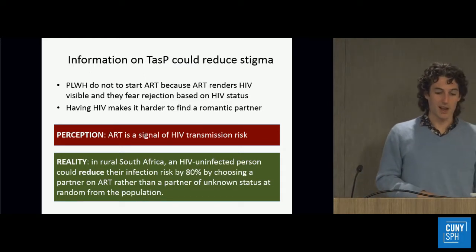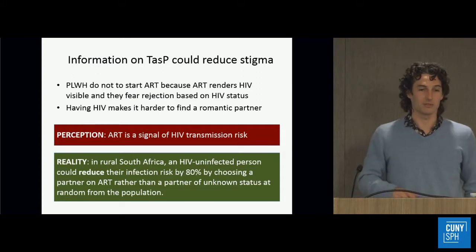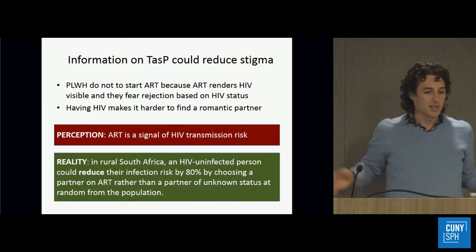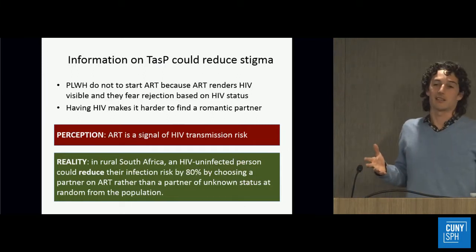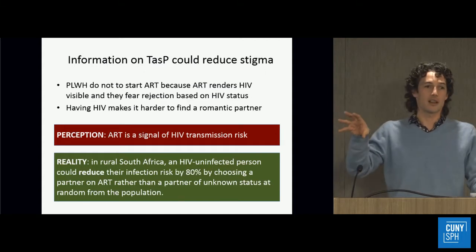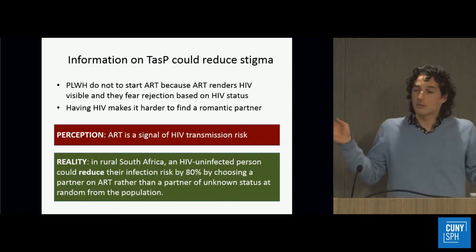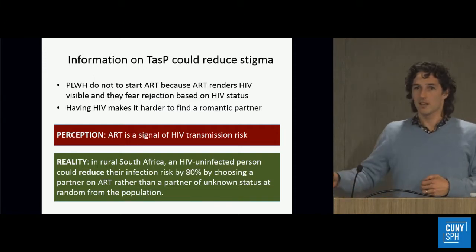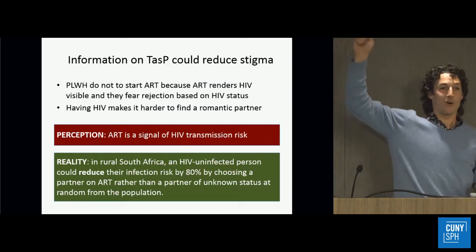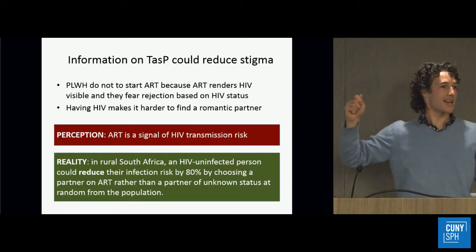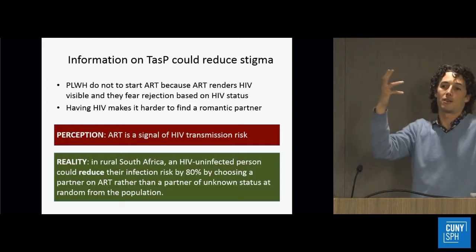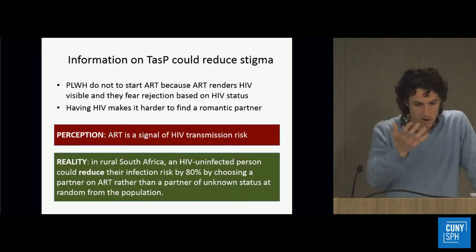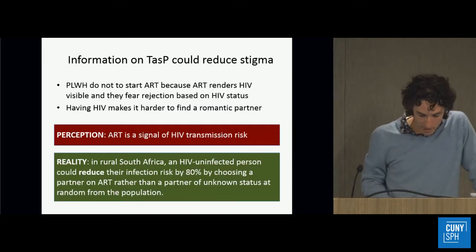In rural South Africa, an HIV uninfected person on the sex market, sorry, that's econ speak, not transactionally, in the relationship market, could reduce their infection risk by 80% by choosing a partner who's HIV infected on ARVs rather than a partner of unknown status chosen at random from the general population. Okay? So actually, that scarlet letter should be a badge of honor and a marker of this is someone you want to be your partner if you care about lowering your HIV infection risk.